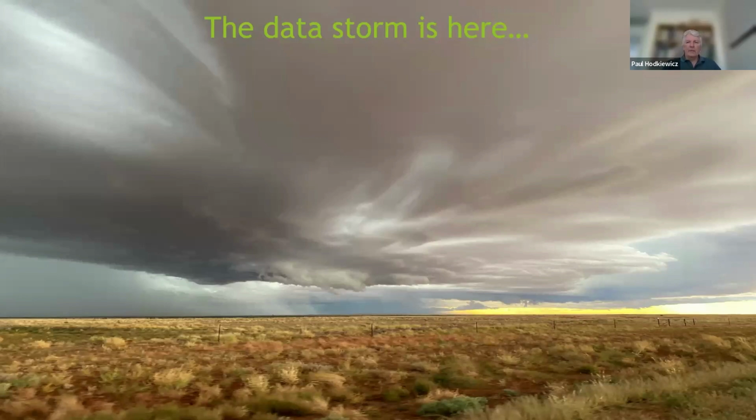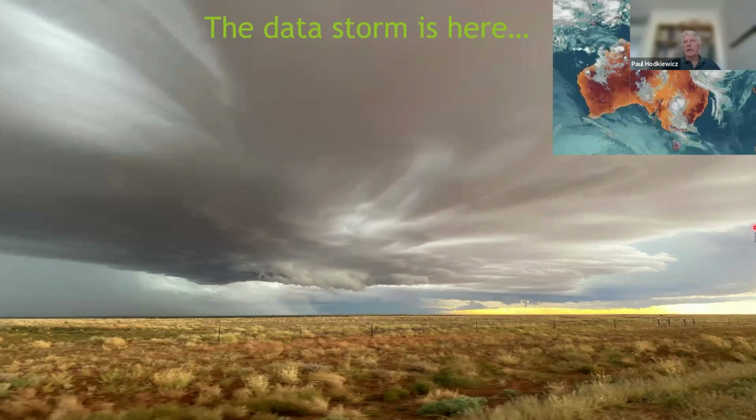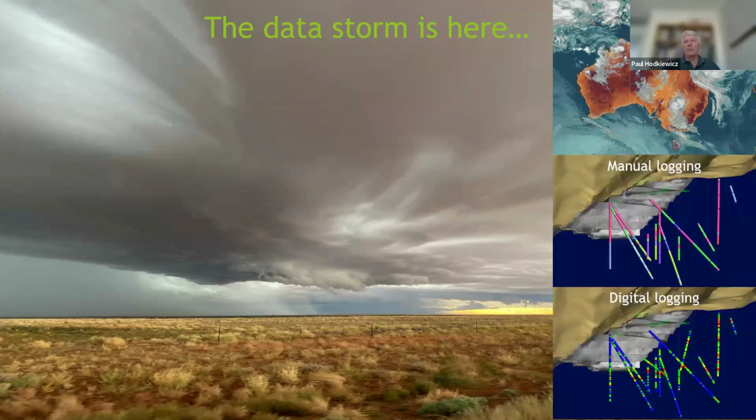So again, the main theme is the data storm is here. And I thought I'd use this example of a storm. I took this photo with my iPhone in Northwest Queensland. And I was pretty amazed I captured it in that much detail. I probably took it right about here. But again, it's highlighting that this data storm of new information from new technology is really here, and we should try to do something about it.